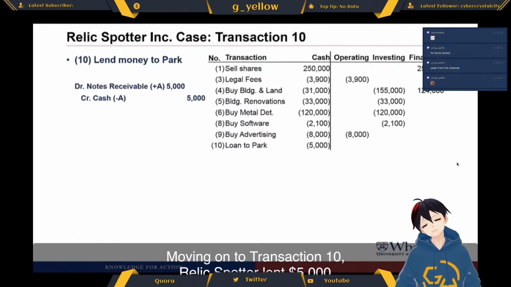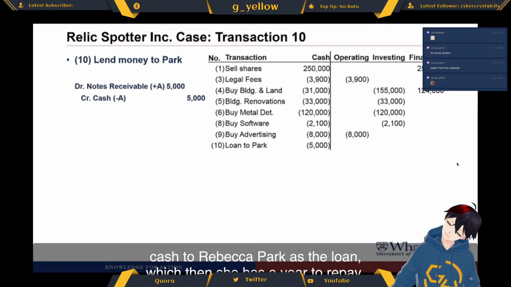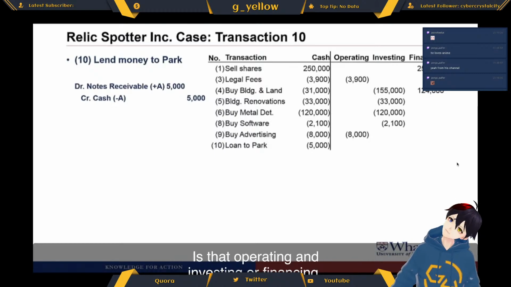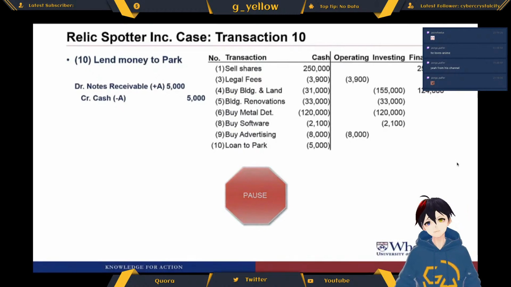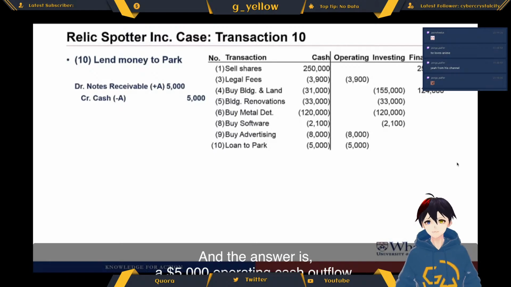Moving on to transaction number 10. Relic Spotter lent $5,000 cash to Rebecca Park as a loan. She has a year to repay. Is that operating, investing, or financing? Financing. And the answer is a $5,000 operating cash outflow.